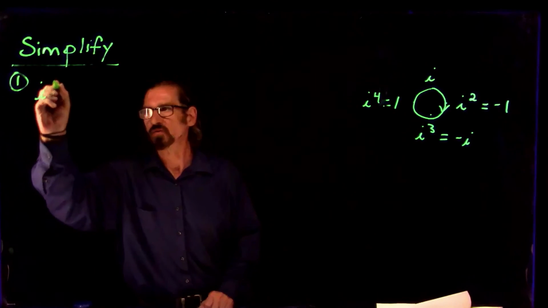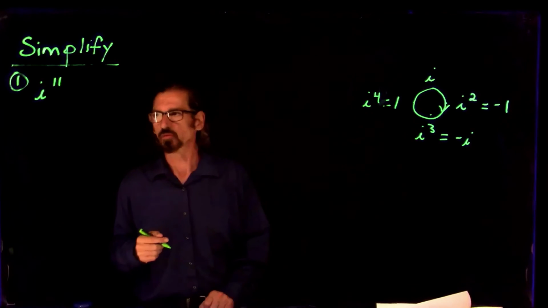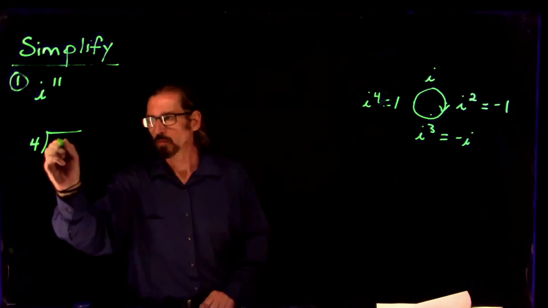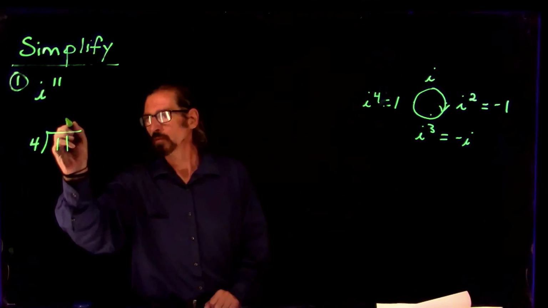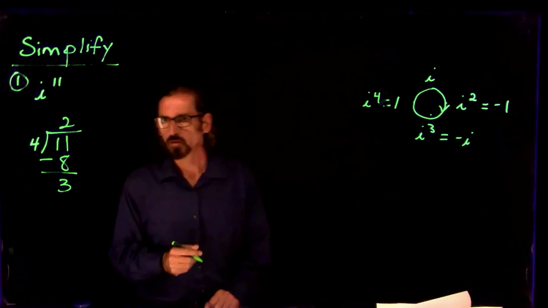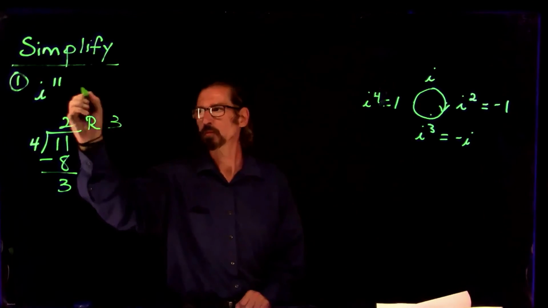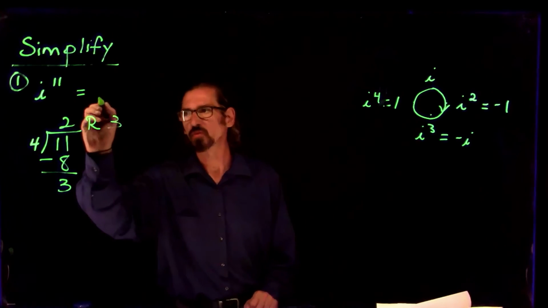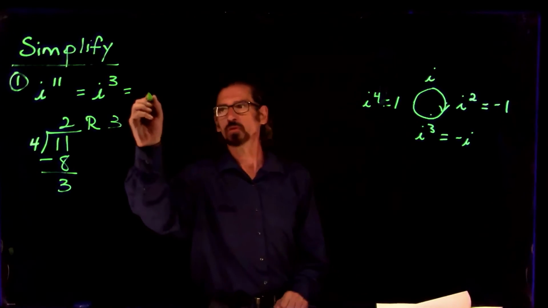simplify i to the 11. Two ways we can write this. i to the fourth is 1, that's key. 4 goes into 11 twice. 4 times 2 is 8. 11 minus 8 is 3. We've got 2 remainder 3. Short version of the story here is that i to the 11 equals i cubed. And i cubed equals -i.